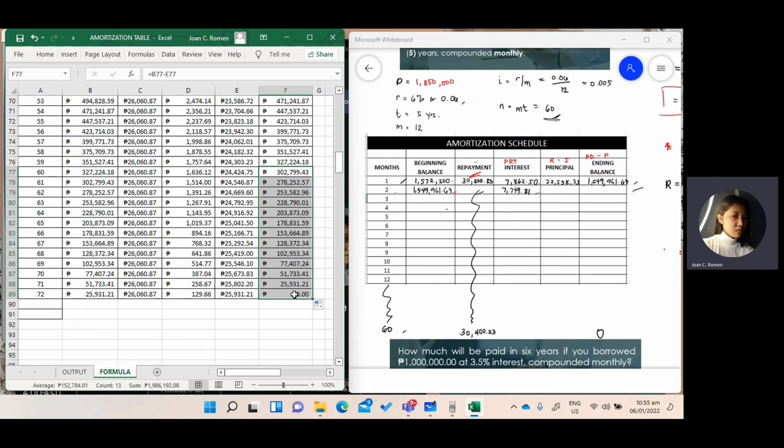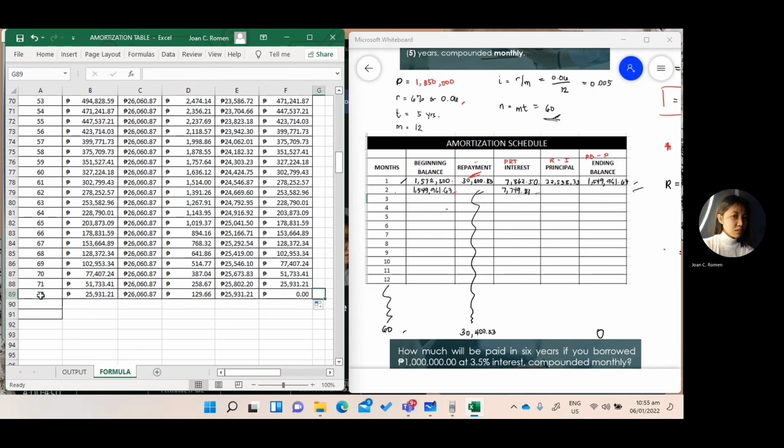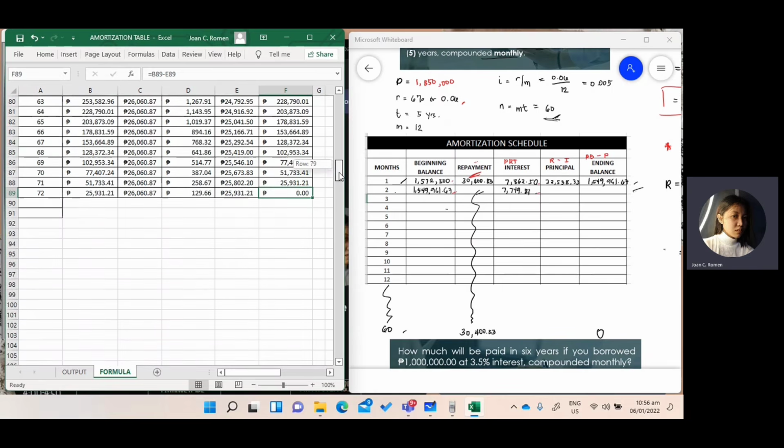And then yan. So since 72 yung terms, ibig sabihin yung pang 72 na month, magiging zero balance ka na. Ibig sabihin lang po, nag-amortize na yung inyong utang. And that's it. Okay, so that is how we create the amortization schedule. Again, for the amortization schedule, pabawas ng pabawas yung utang hanggang sa mag-zero balance ka na.